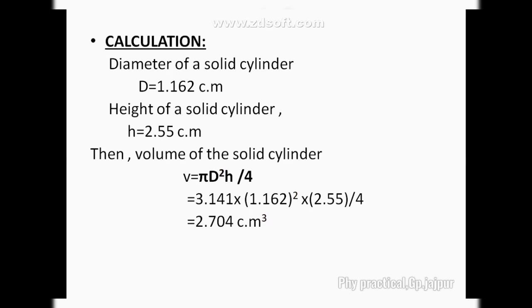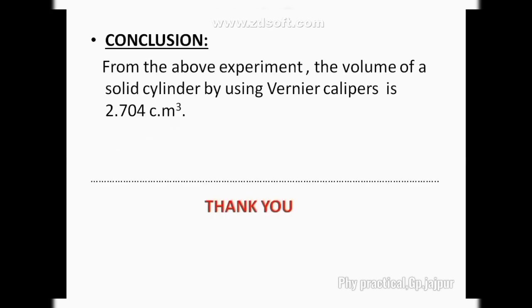Okay. Next is your conclusion part. What we concluded in this above experiment: the volume of the solid cylinder using the vernier caliper is 2.704 centimeter cube.